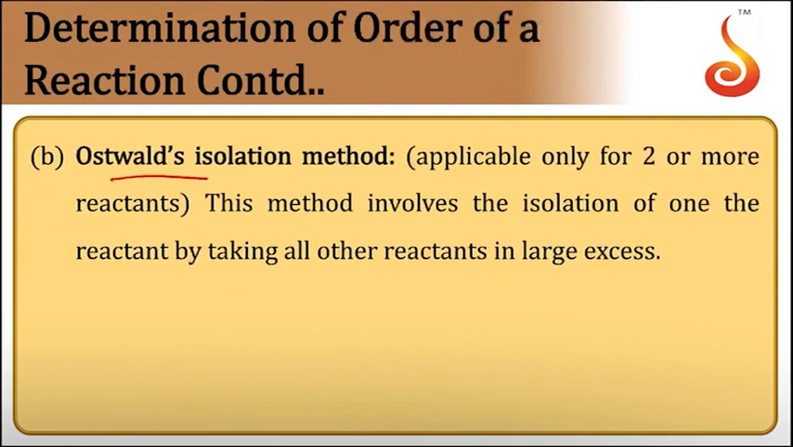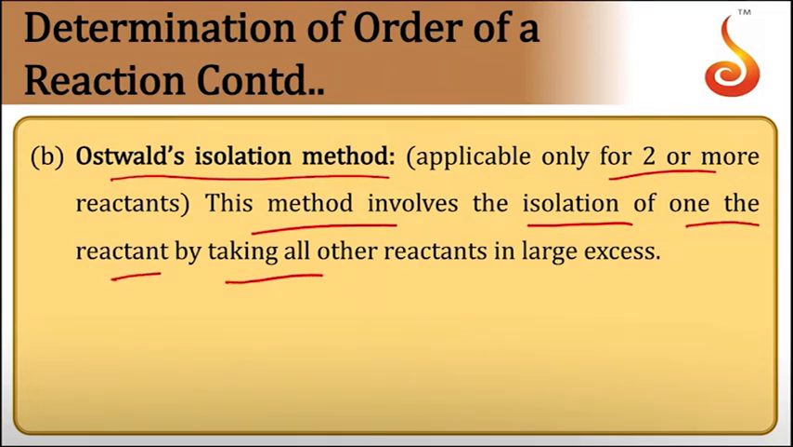Next one, Ostwald's isolation method we have. Ostwald's isolation is applicable for 2 or more than 2 components. So graphical method is applicable only for one component system. This method involves the isolation of one of the reactants by taking all other reactants in large excess. So here the principle is, if you take a component in excess, the rate is going to be independent of the component which you are taking in large excess quantity.